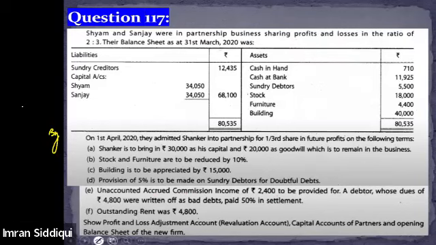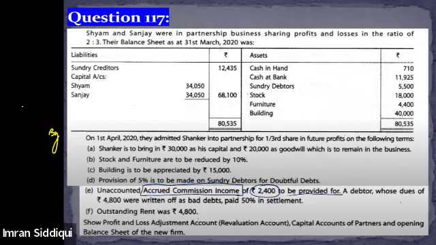Accrued commission is our asset. Accrued commission basically means commission that is already generated, already due, but not yet received. The income that is not yet received is obviously an asset for us. So 2,400 is an asset. Since unaccounted accrued commission is being provided, there is an increase in the value of the asset.